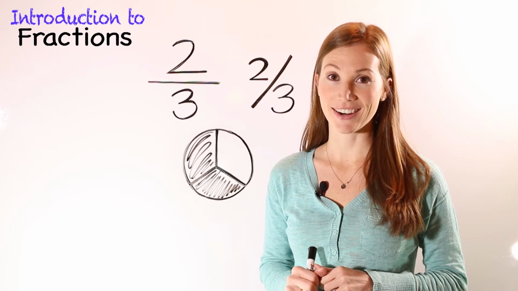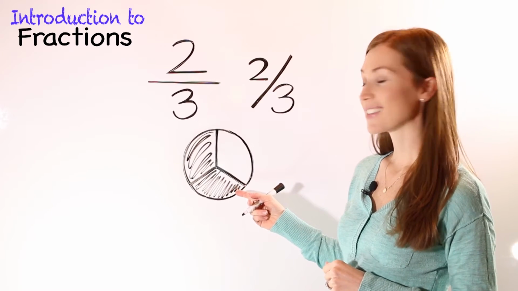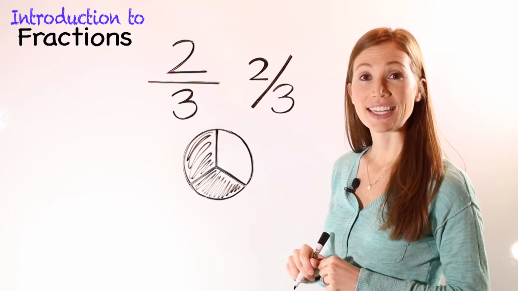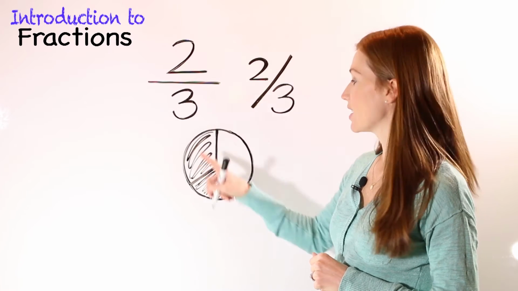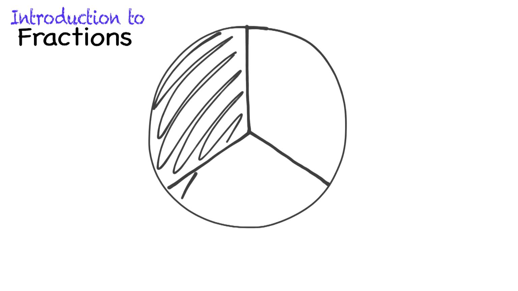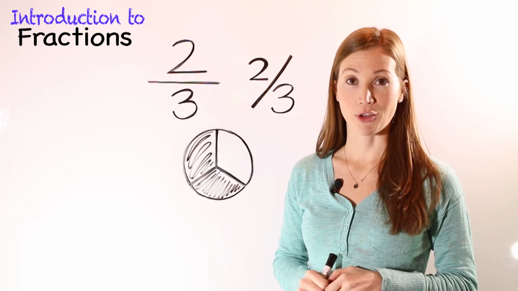Are you ready to check your pie chart? Let's see how you did. It should look something like this. Our whole should be divided into 3 equal parts. And we have 2 parts out of 3. So go ahead and shade in 2 parts out of 3. This pie chart represents 2/3. Great job.